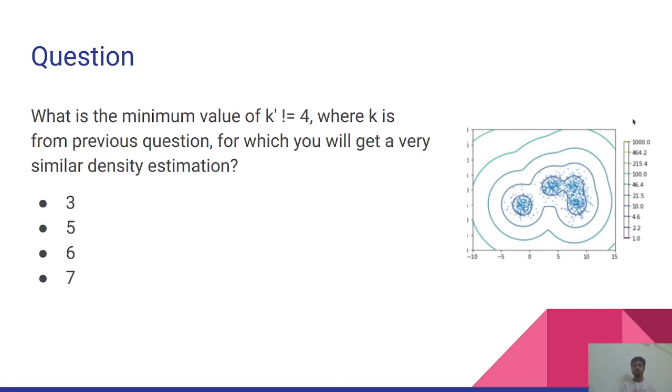Suppose in the previous question we have seen that we have four clusters, but suppose we don't want four clusters. Suppose we want a number different than four, but we want a similar kind of clustering. What could be the number to achieve that? 3, 5, 6, 7? How many clusters do we need to get this figure? Here we have four clusters, but we will need either 3, 5, 6 or 7, but not 4.